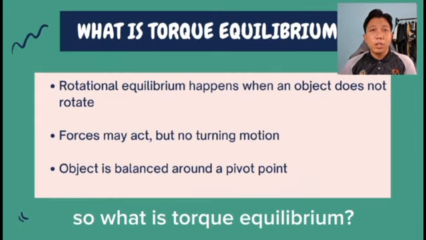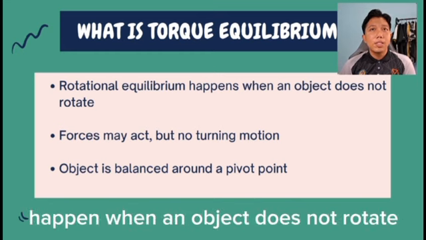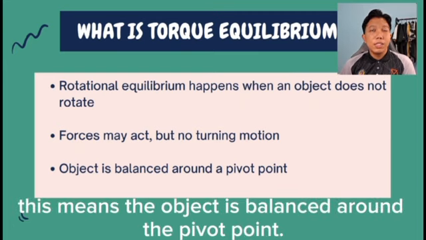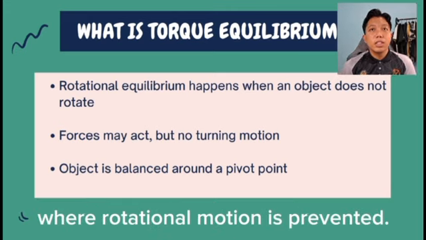So, what is torque equilibrium? Torque equilibrium happens when an object does not rotate, even though forces are acting on it. This means the object is balanced around the pivot point. Therefore, torque equilibrium describes a condition where rotational motion is prevented.